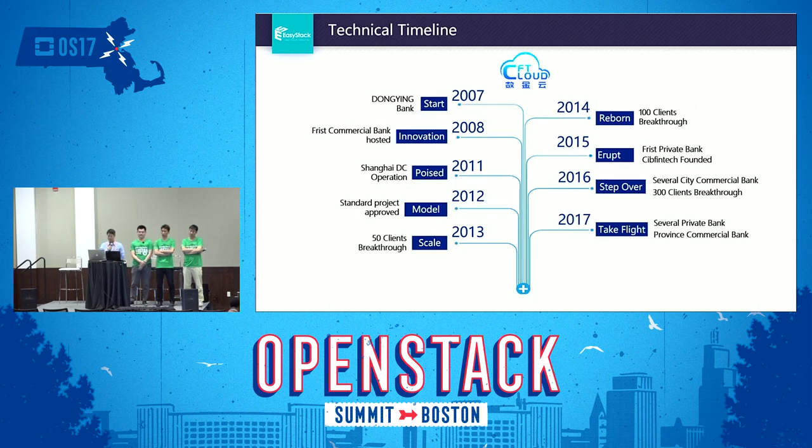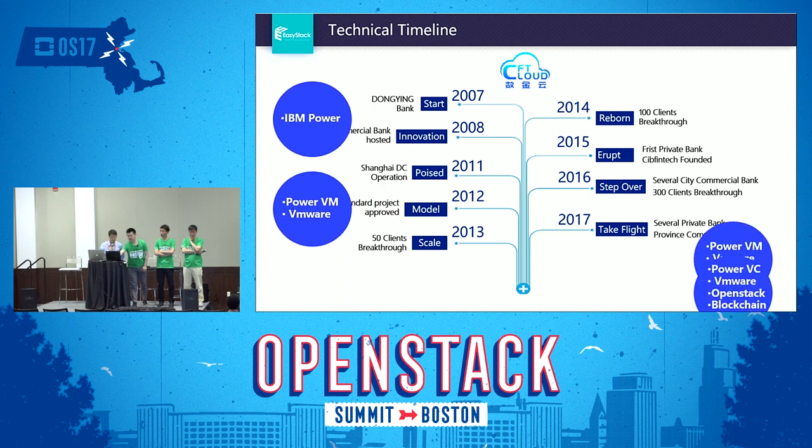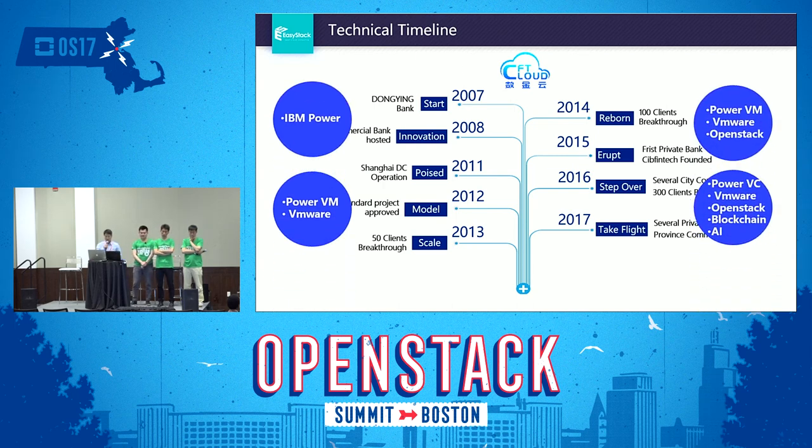With business development, our technology keeps upgrading. We started the business with IBM Power System in 2007. Then we upgraded to virtualization in 2012, utilizing VMware. In 2016, we applied OpenStack to upgrade our cloud platform. And this year, we have some breakthroughs in blockchain and AI technology.